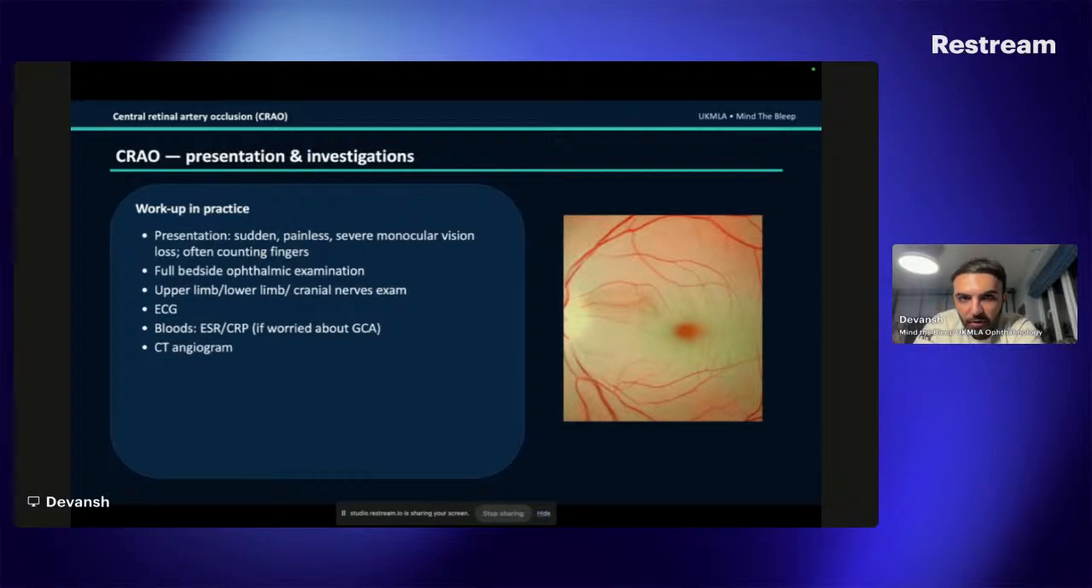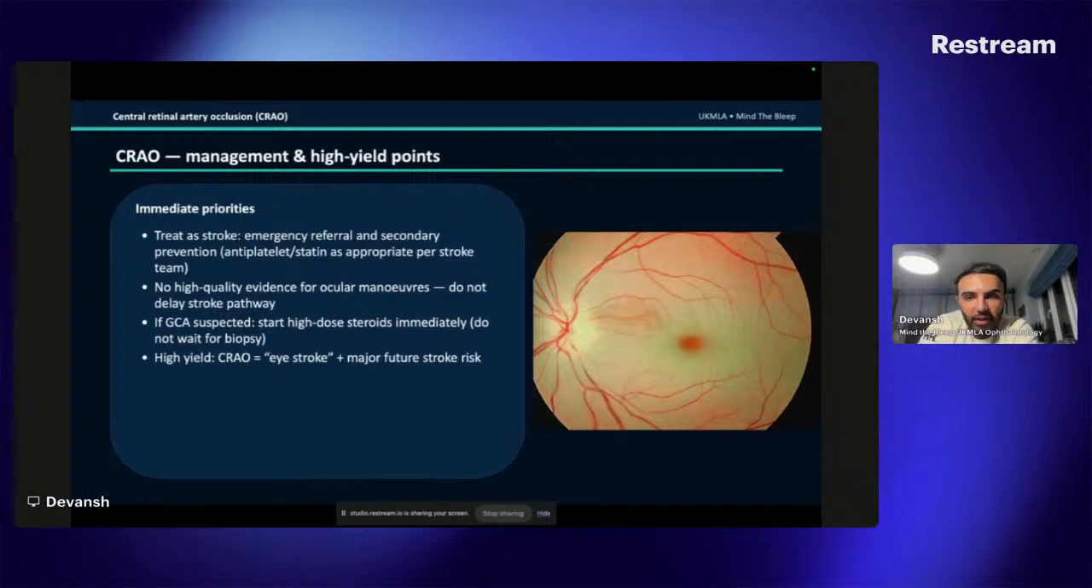ECG is important because AF is a big risk factor here. ESR is important because sometimes CRAO can be caused by GCA. And so if we have a patient who has the risk factors and has that jaw claudication and headache we discussed earlier, it's very important to rule that out. And of course, a CT angiogram would be very important to try and characterize whether there is stenosis of the carotid arteries, which may be contributing to this as well.